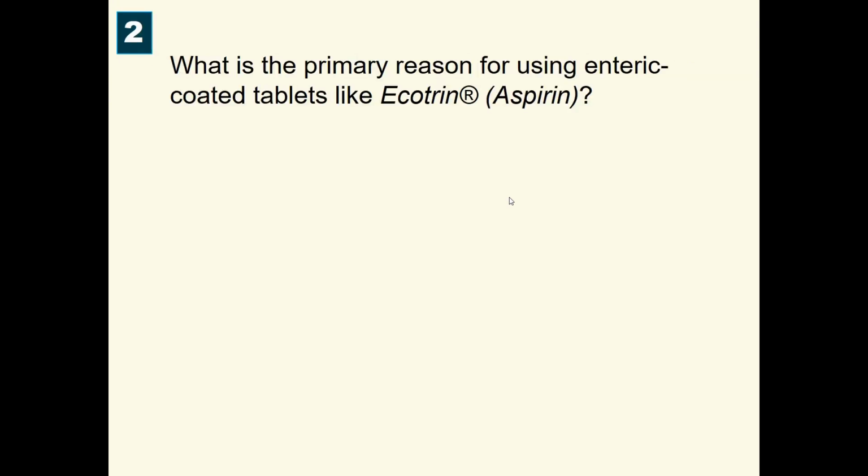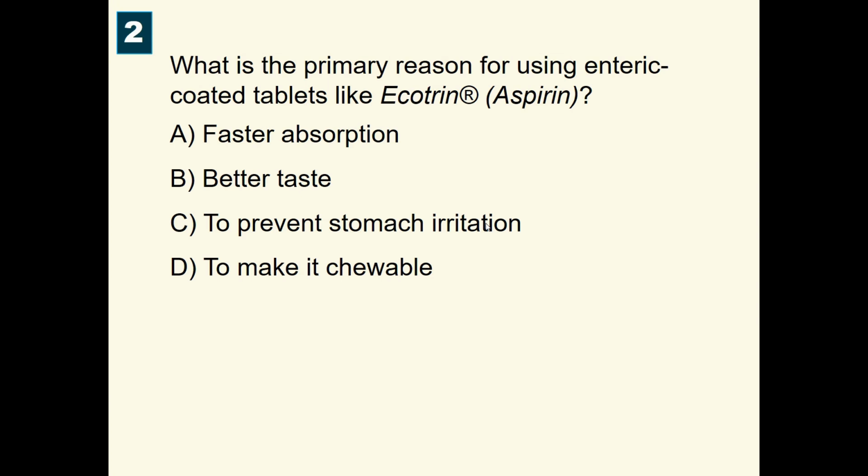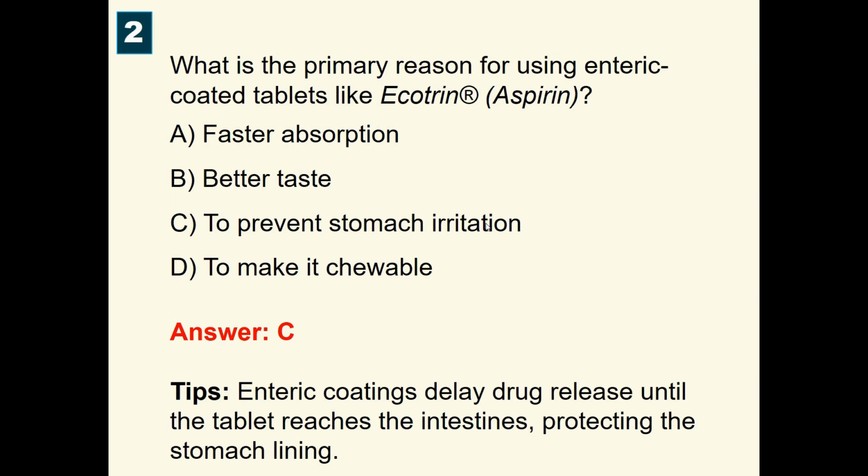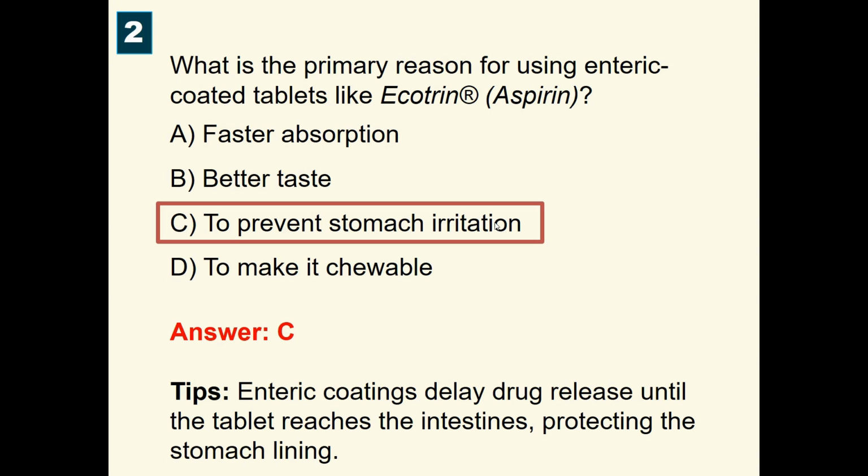What is the primary reason for using an enteric coated tablet like enteric coated aspirin? A. Faster absorption. B. Better taste. C. To prevent stomach irritation. D. To make it chewable. Correct answer is C. Being enteric coated, it prevents stomach irritation. They delay the drug release until the tablet reaches the intestine, protecting the stomach lining. Therefore, the correct answer is C.